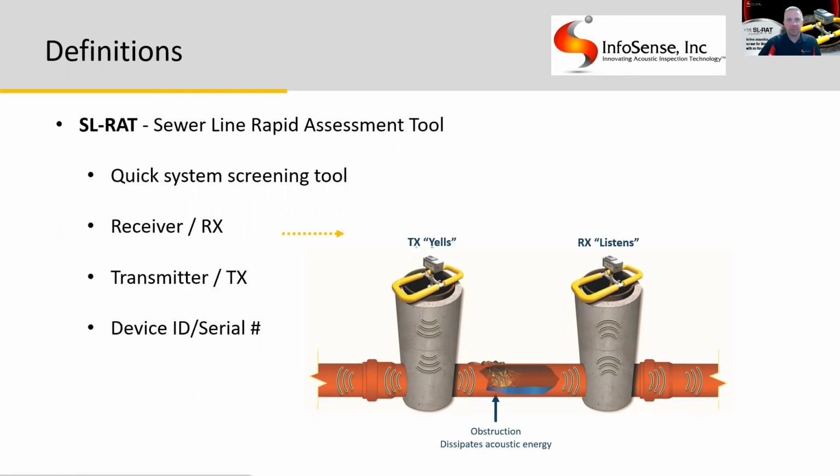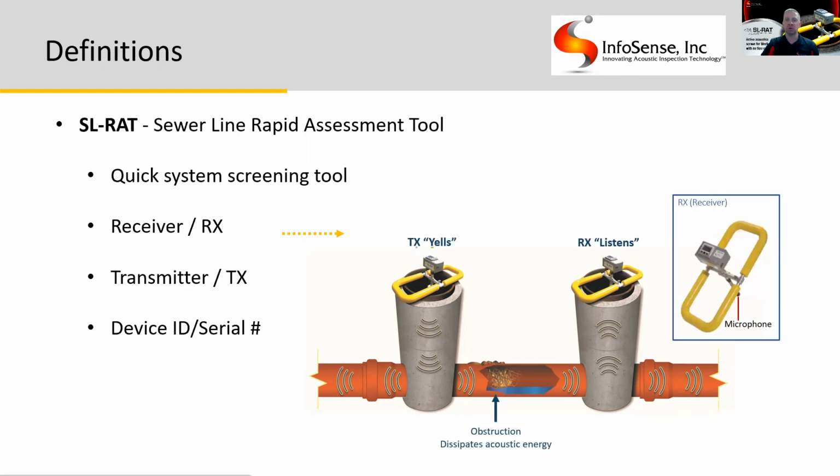Definitions to cover: the SLRAT, or Sewer Line Rapid Assessment Tool, is designed to screen your system quickly with the main intent of not only finding dirty pipes that need cleaning or further inspection, but also to help focus cleaning efforts and to stop cleaning clean pipes.